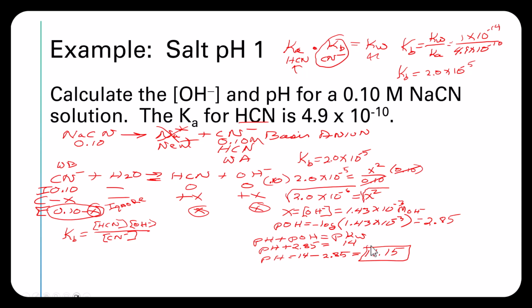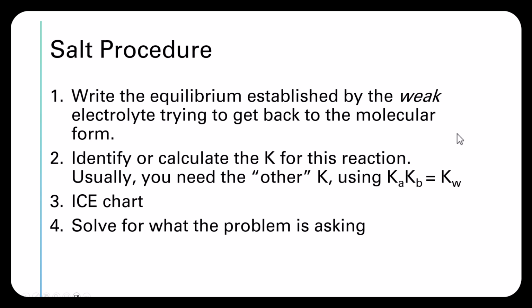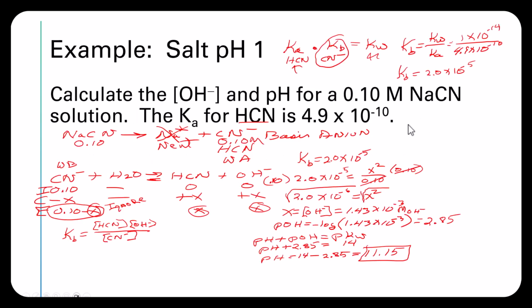Okay, that was a pretty good problem. To sum it up, we need to make sure that when, and this is going to happen a lot, you're given the Ka for a weak acid, but you're being asked for the pH of the salt of its conjugate weak base. We could go the other way and calculate the pH for the conjugate weak acid of a weak base, like ammonia. All right, so here we go.